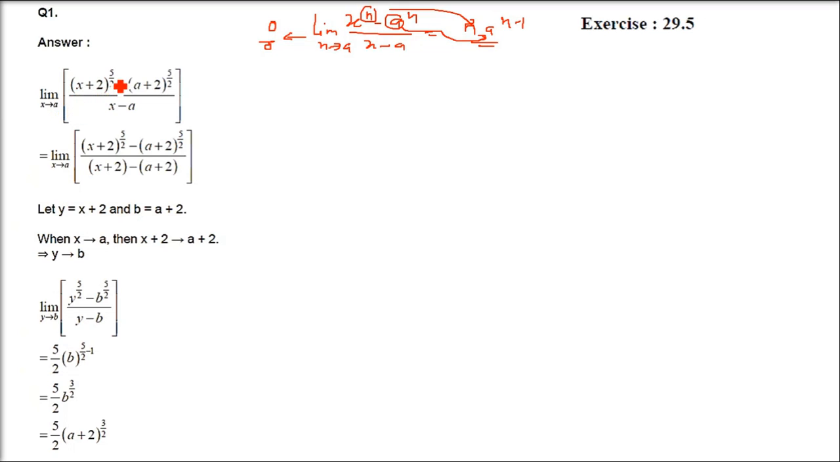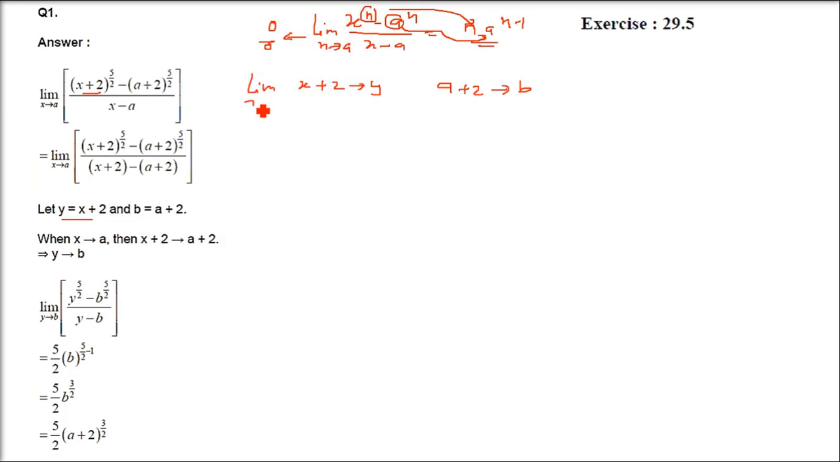Limit x tends to a, (x plus 2) to the power 5 by 2 minus (a plus 2) to the power 5 by 2, divided by x minus a. So I told you that this is n a to the power n minus 1. Here, because it cannot be directly applied, we will say let x plus 2 be y, and let a plus 2 be b. You can choose any letter, there is no hard and fast rule. So x plus 2 we are taking as y and a plus 2 as b.